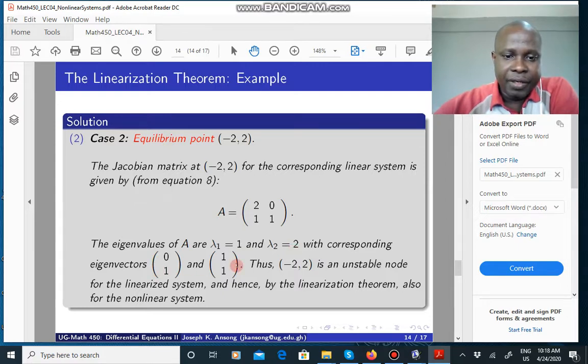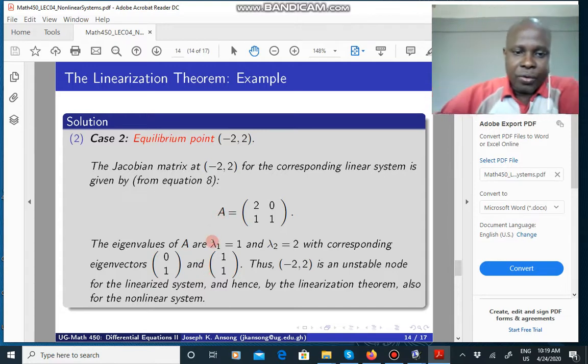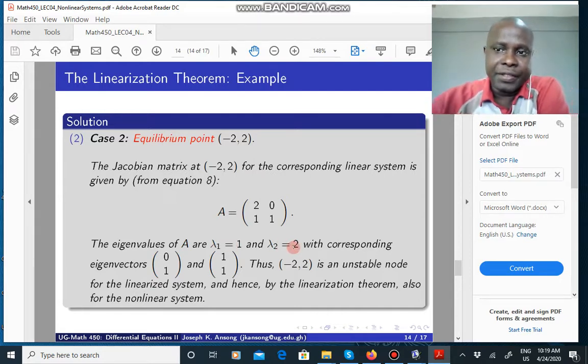Eigenvalues are 1 and 2, and corresponding eigenvectors are these. Okay? In fact, for the nature of the equilibrium points, you don't need the eigenvectors. You need the eigenvectors if you want to plot possible phase solutions. So from the eigenvalues, we see that we have purely positive eigenvalues. They are distinct. So these are unstable node. All right? The unstable node is covered by the linearization theorem.